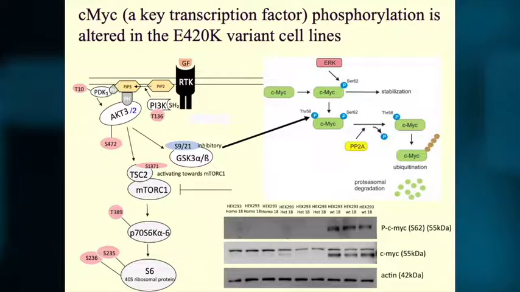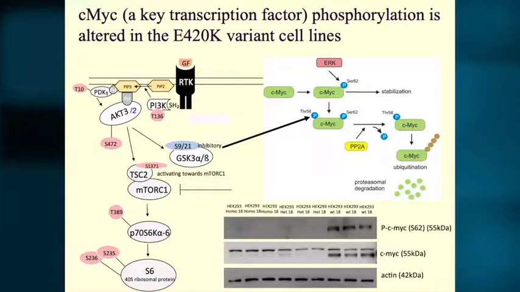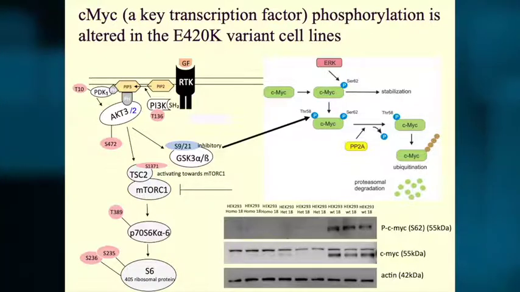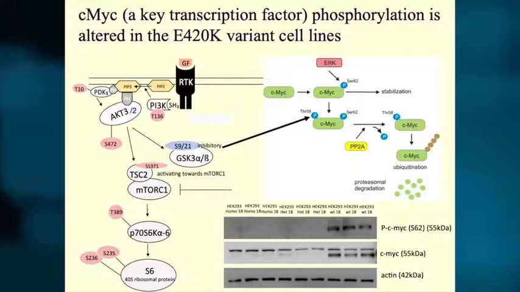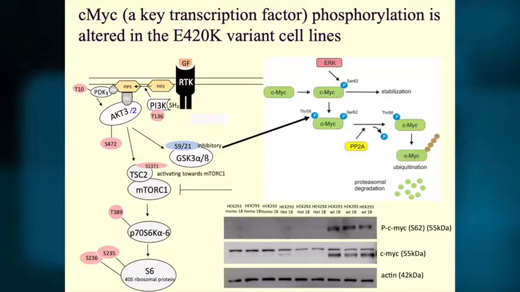And in both, here's the heterozygous and the homozygous versus the wild type, we're seeing a hyperphosphorylation of this serine 62. And this is actually consistent with the inhibition of GSK. So this is an inhibitory phosphorylation site. So you would see less of that. So you would see less phosphorylation and less degradation.